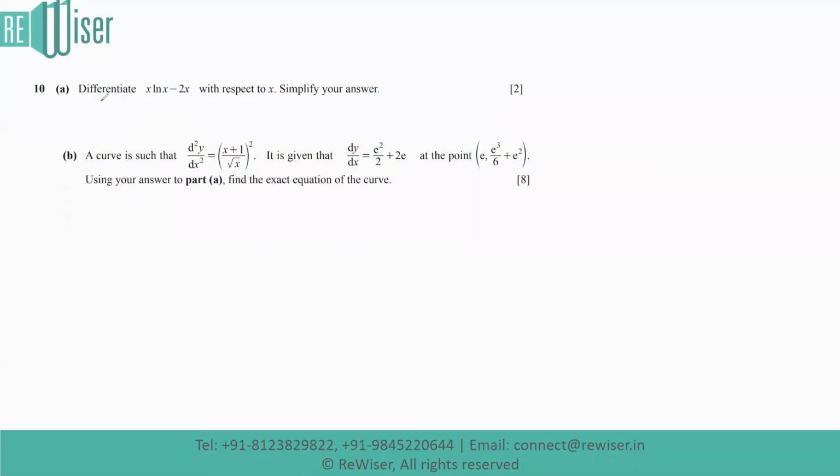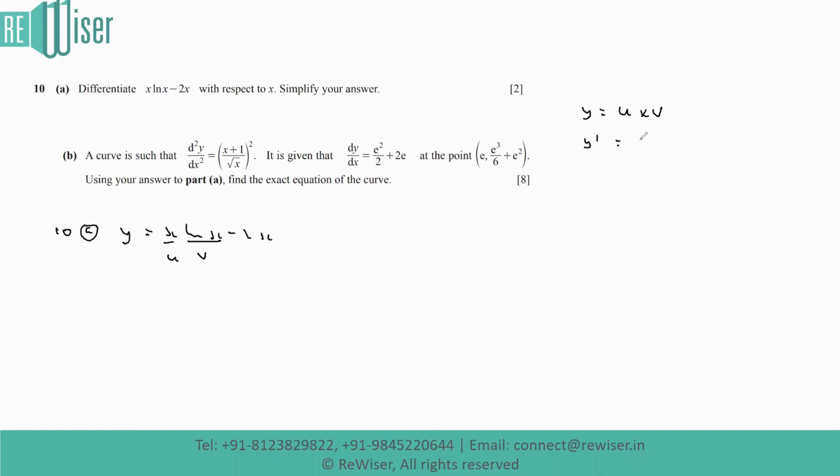Students, the question 10a says differentiate x ln x minus 2x with respect to x, and we have to simplify our answer. So we'll first write for 10a that y equals x ln x minus 2x. We'll be using the product rule over here. So this is my u, this is my v. For the product rule, y equals u into v.